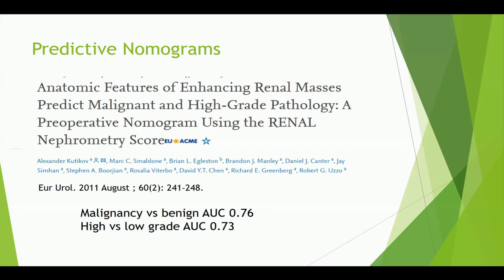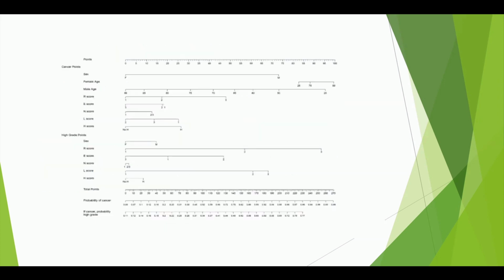In a single center retrospective study of patients undergoing partial or radical nephrectomy, integration of lesion anatomy using the renal nephrometry score with age and gender resulted in a predictive model with an area under the curve of 0.76 for malignancy versus benign and an AUC of 0.73 for tumor grade. It was found that the nephrometry score correlated with both tumor grade and histology, such that small endophytic non-hilar tumors were more likely to represent benign pathology. Conversely, large interpolar and hilar tumors more often represented high-grade cancers.